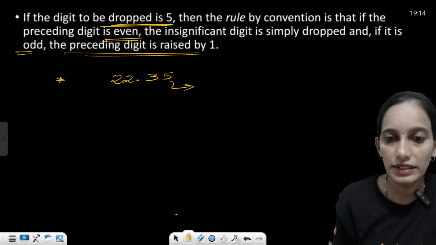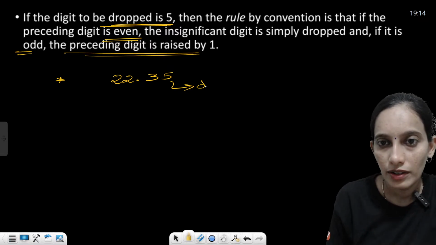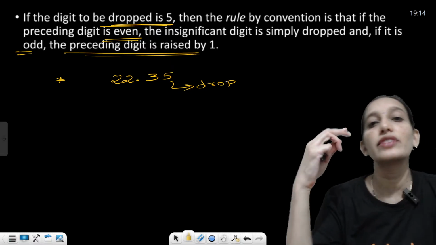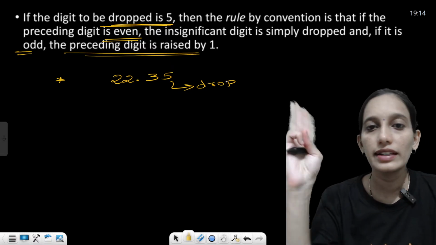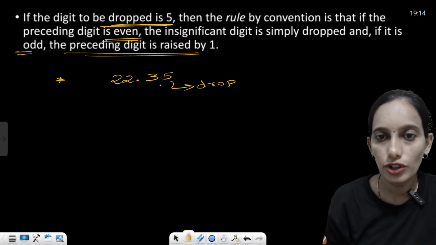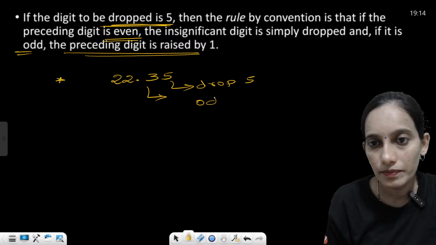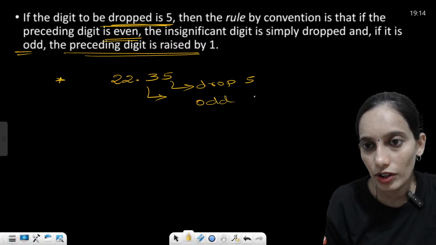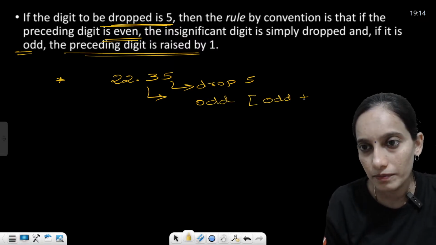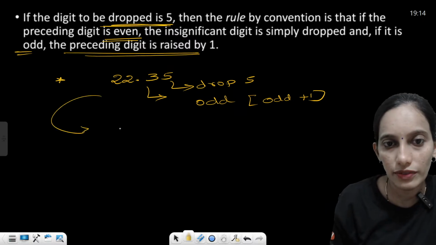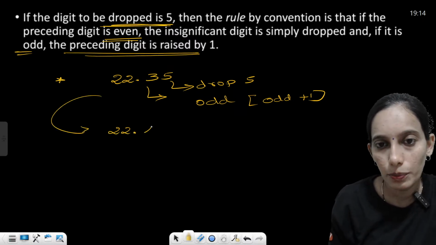Okay, so what is the preceding digit, we have to drop this. Let us imagine that we are rounding it off to 3 significant figures. Okay, so we have to drop 5. This 3 is odd. So if it is odd, what should we do? Odd plus 1. So which is going to give us 22.4.